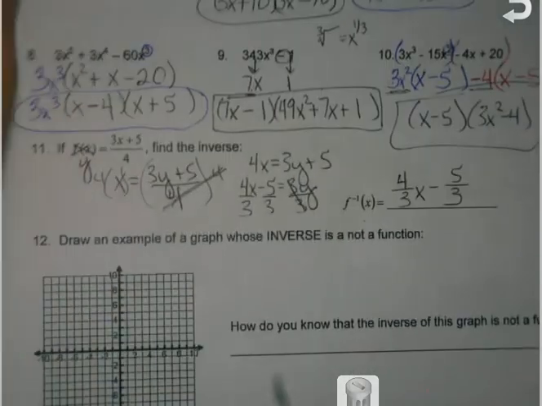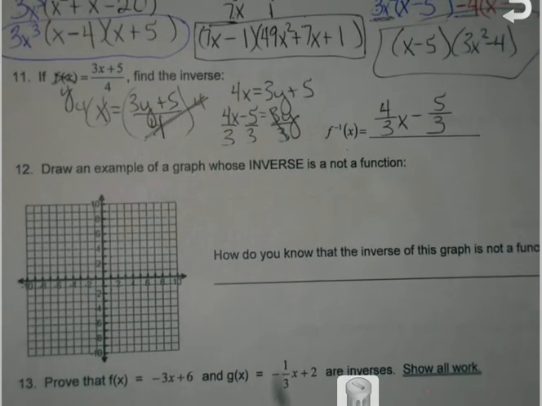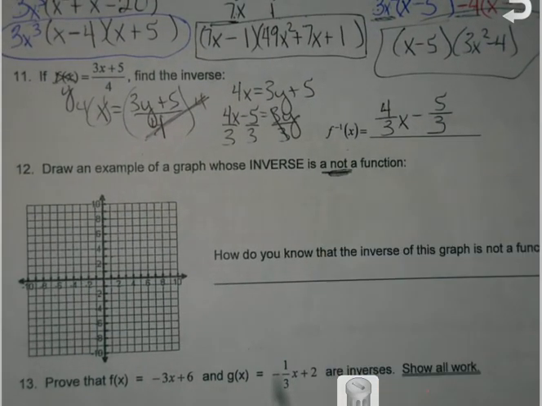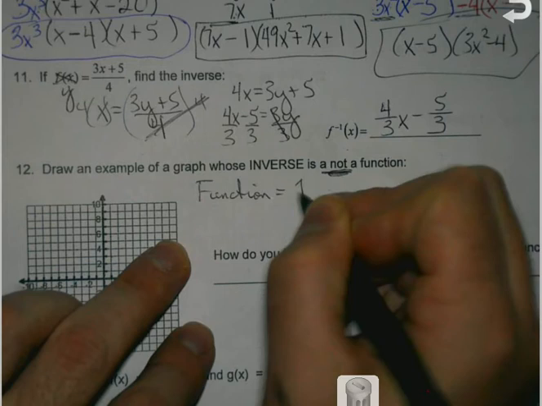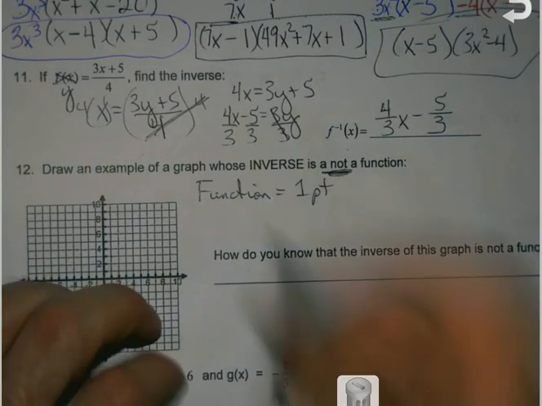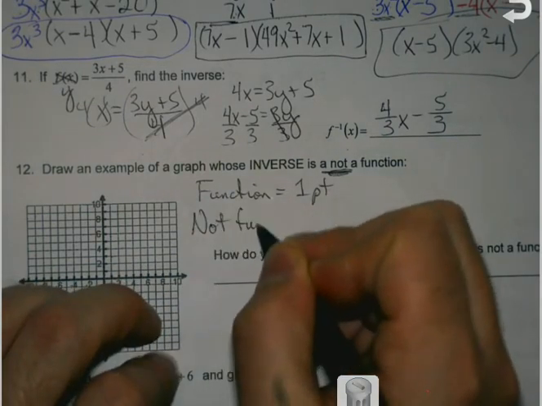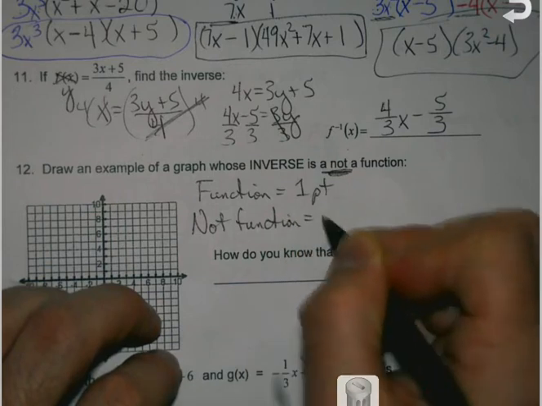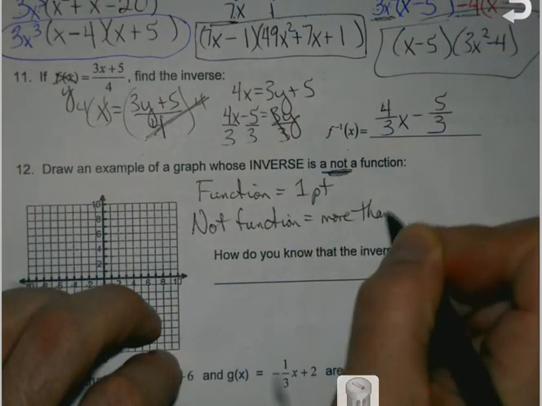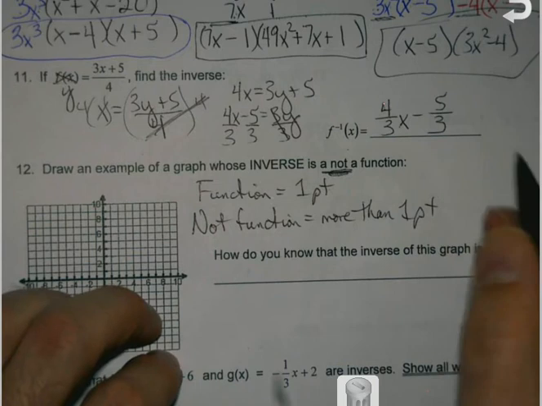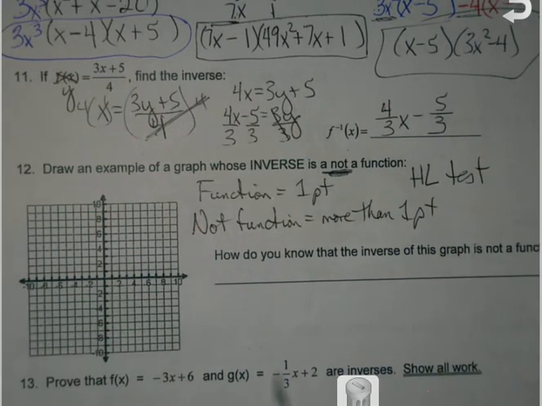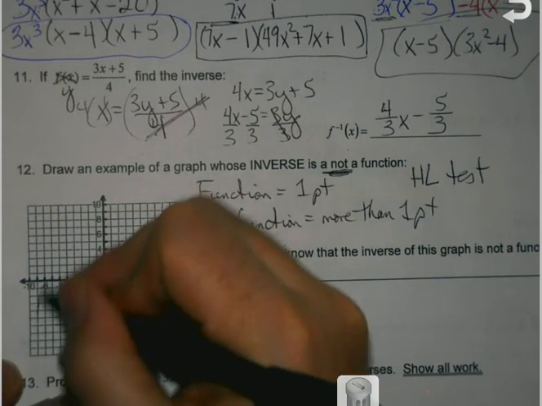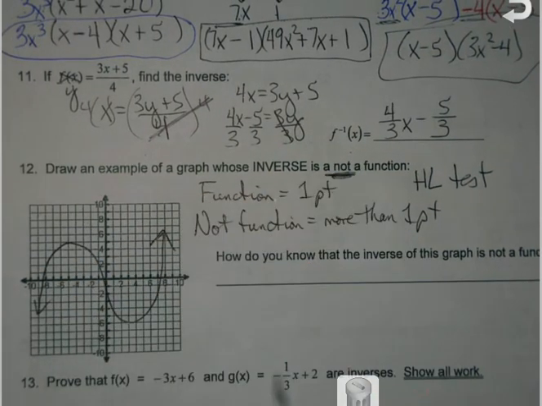So then we see if we can apply it. Draw an example of a graph whose inverse is not a function. Remember, function equals it goes through one point on your graph. Not a function equals more than one point goes through your graph. And again, that's with the horizontal line test. So if I want one that's not a function, I don't know, maybe I just draw some funky looking curve like this.